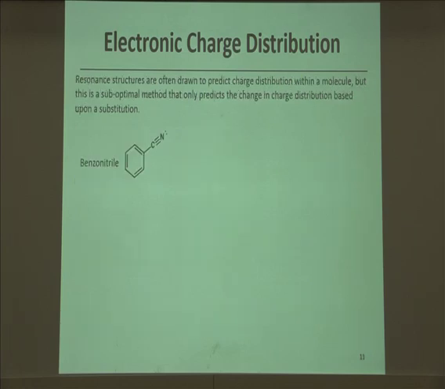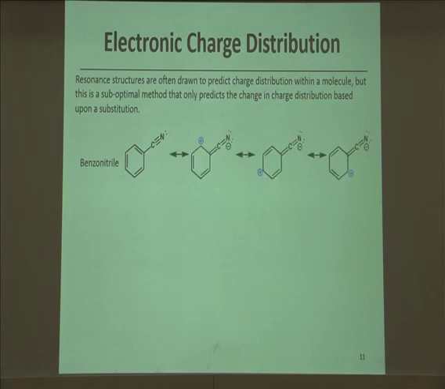So I'd like to take a look at some slightly more complicated molecules, and perhaps those whose charge distribution you wouldn't intuitively know simply by looking at the structure. I chose benzonitrile here, which is an organic molecule that has an aromatic ring and a cyano or nitrile substituent attached to it. I did the same sort of analysis that I just did for the water molecule. I optimized the structure and predicted the charge using an NBO calculation.